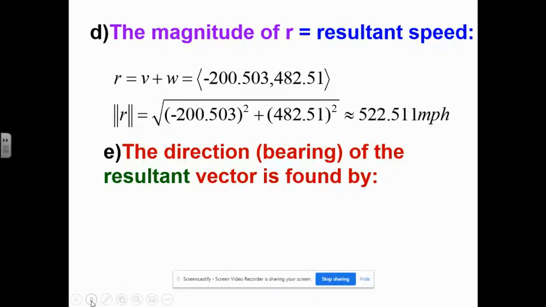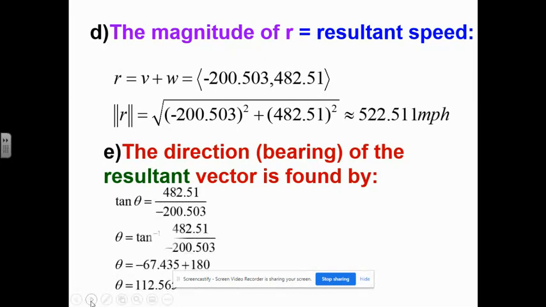Then we need to find the actual direction of the plane when the wind is factored in. So we do the inverse tangent of the second number divided by the first component. Make sure it's going in the same quadrant. So this resultant vector is in the second quadrant because you go left and up. And so our direction angle should also be in the second quadrant.